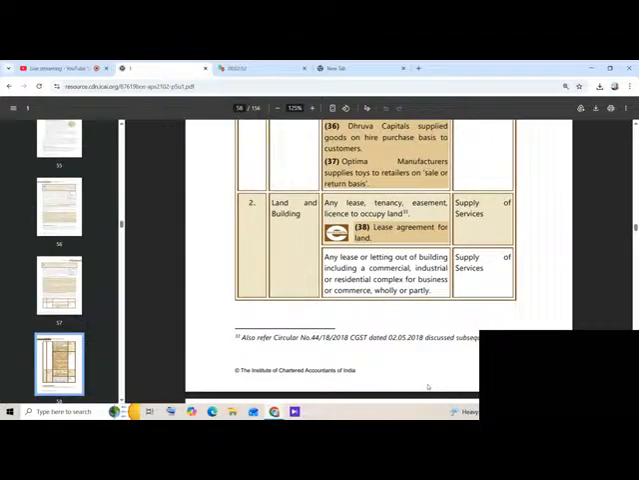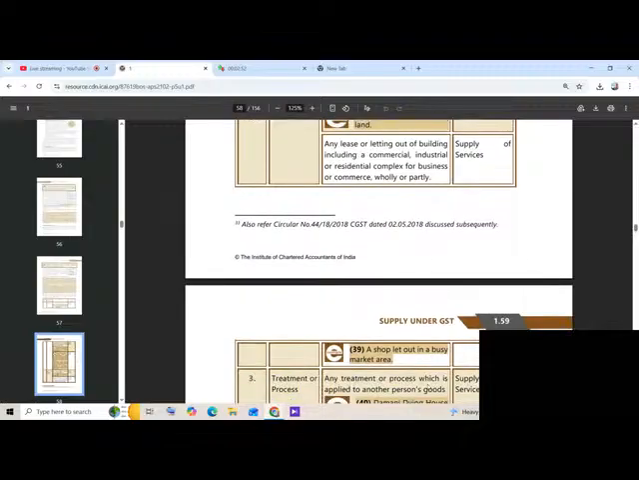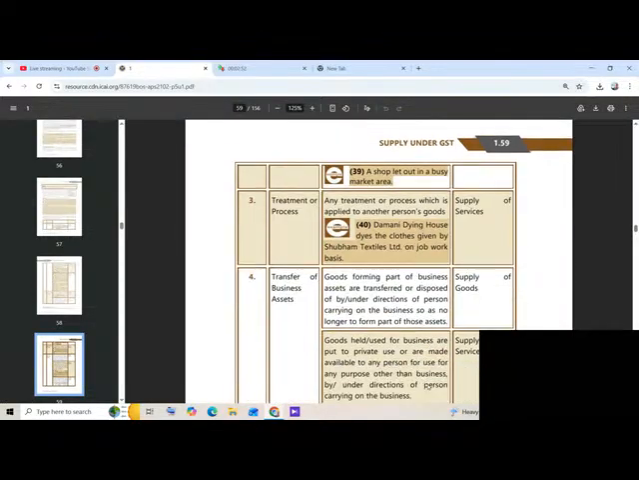Land and building. Any lease, tenancy, easement, license to occupy land is considered a supply of services. Any lease or letting out of building, including a commercial, industrial, or residential complex for business or commerce, is also considered a supply of services. Any lease or renting out of building, including a commercial, industrial, residential complex for business or commerce, is a supply of services.